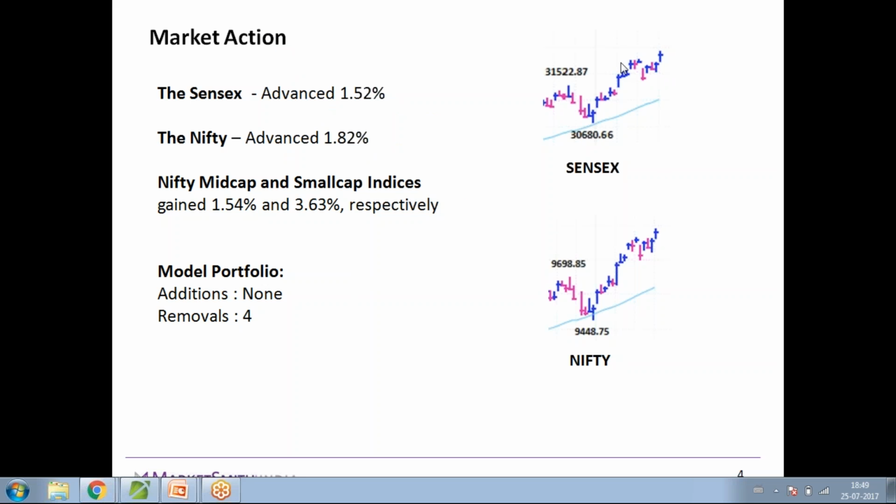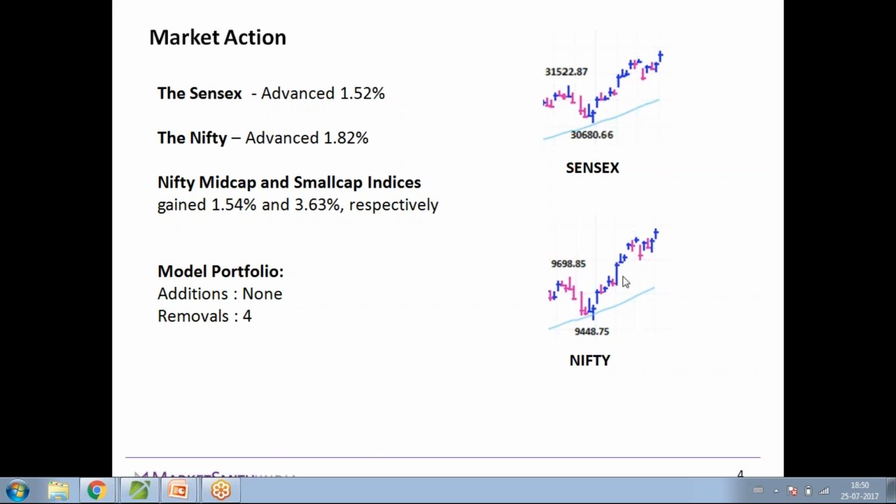Since our last webinar on 11th July, which was also a Tuesday, the Sensex has advanced 1.52 percent. The last time we were talking, we were somewhere around here. At that time we were saying that both the Sensex and the Nifty had come very close to the 50-day moving average, which is a key support level for both the indices, a pattern observed since the beginning of the year. The indices found support near the 50-day moving average about a month back, and after that the indices have been moving higher.